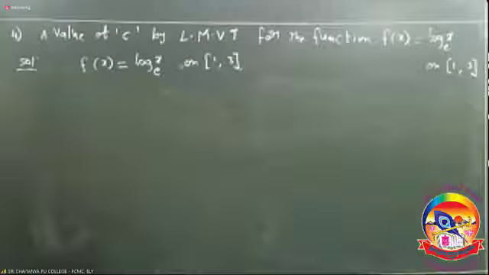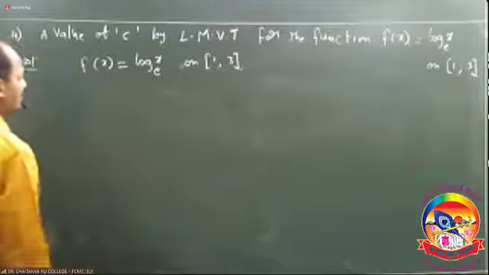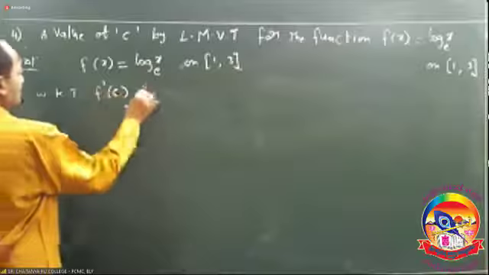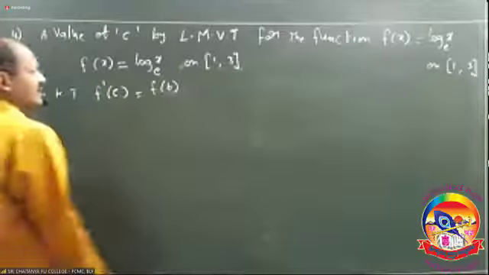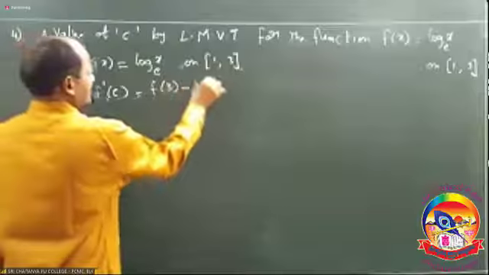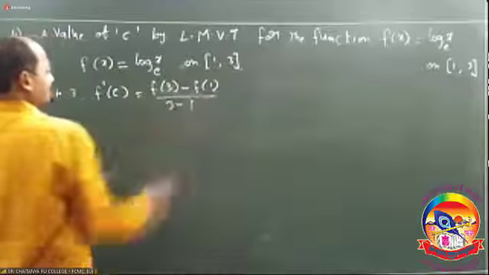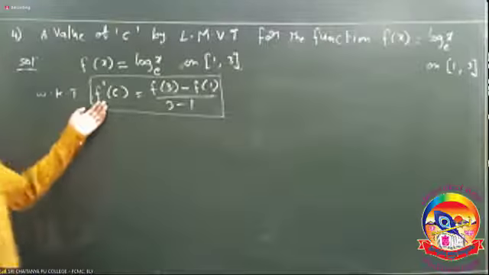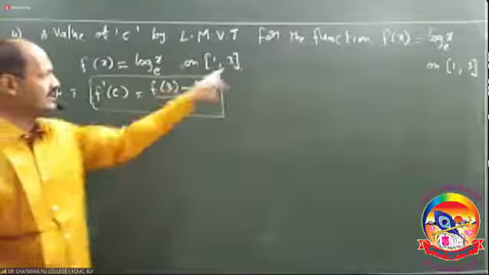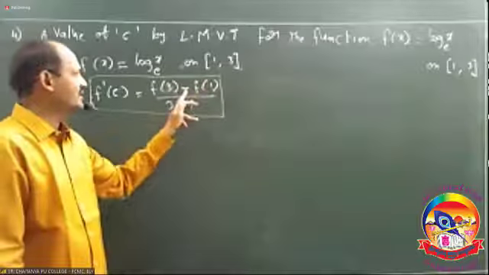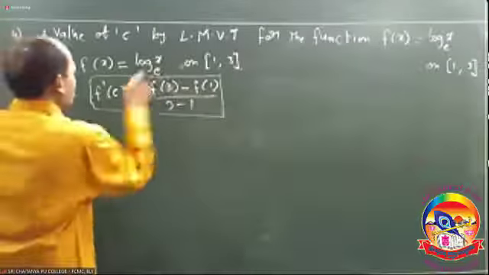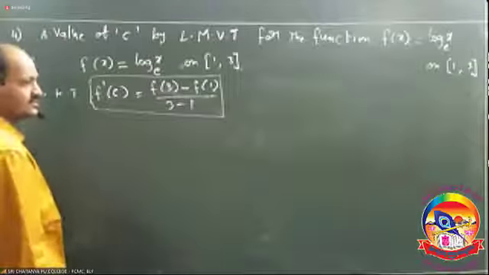How to find the C value by using Lagrange's mean value theorem? What is the formula? f dash of C is equal to f of b minus f of a divided by b minus a. Okay? f dash of C equal to f of b, b value 3, minus f of a, that is 1, divided by b minus a, that is 3 minus 1. What about the derivative of log x? 1 by x.